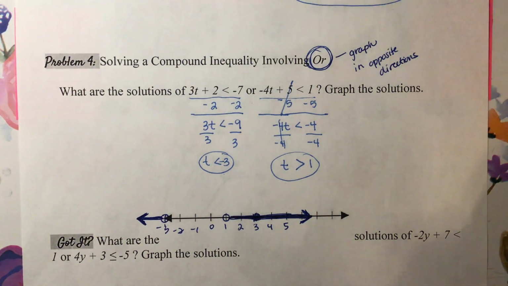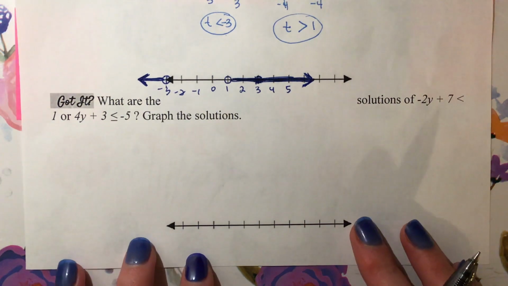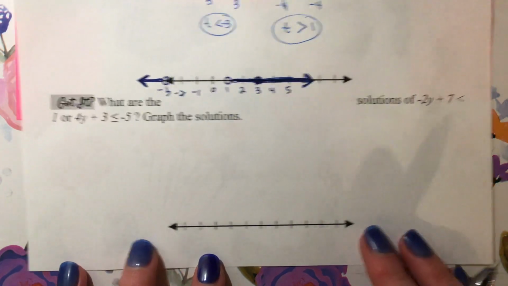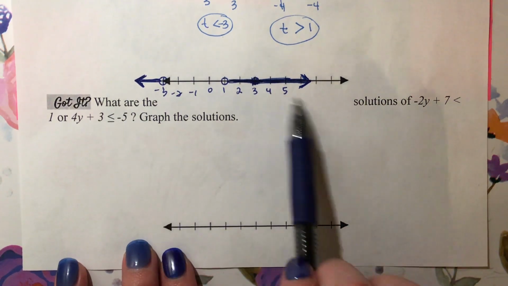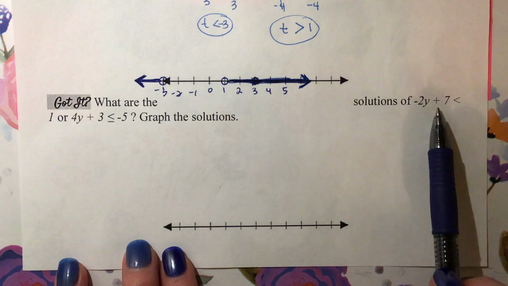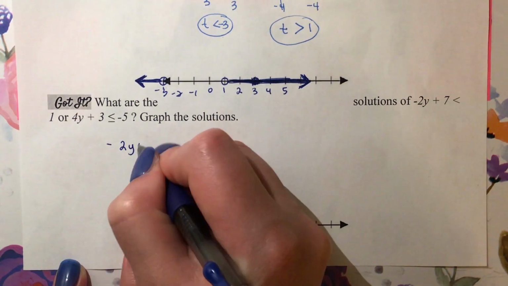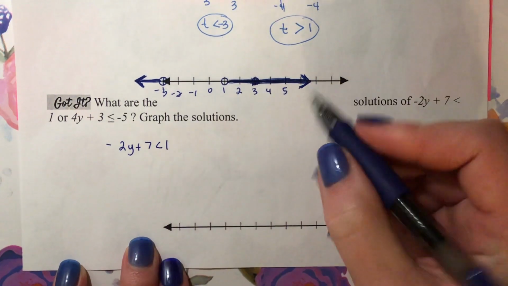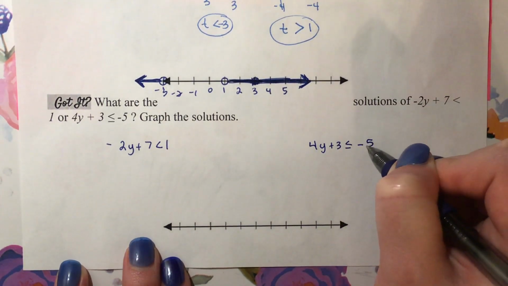Let's do one more. This is our last one. I know these notes are starting to get a little bit long, but this is the last one, and then we're done with all of chapter 3. So it says, what are the solutions to -2y plus 7 is less than 1? So I'll go ahead and write that down here. -2y plus 7 is less than 1. Or 4y plus 3 is less than or equal to -5.